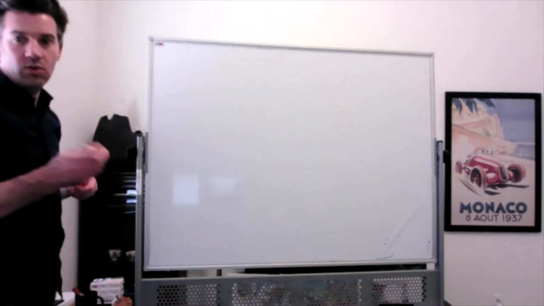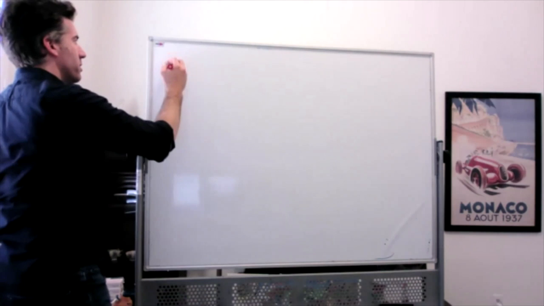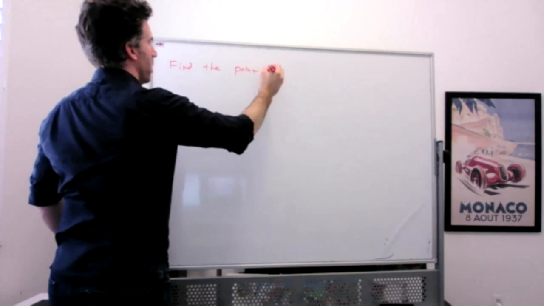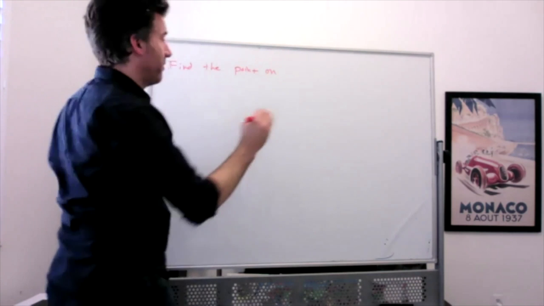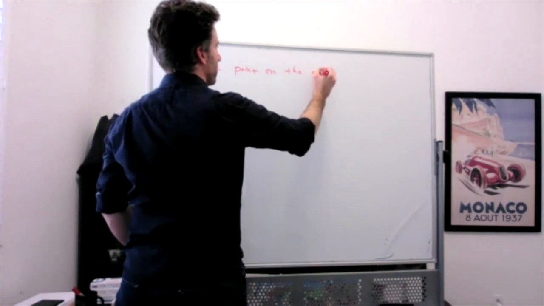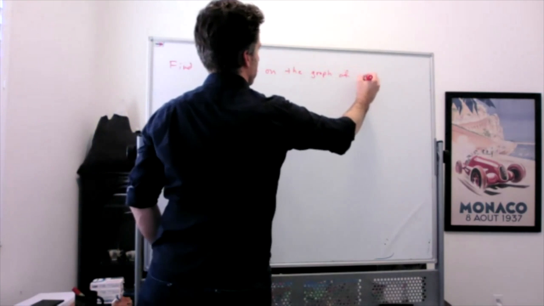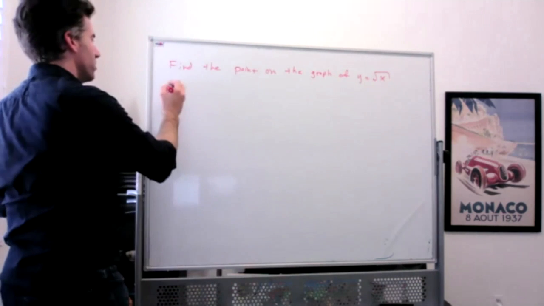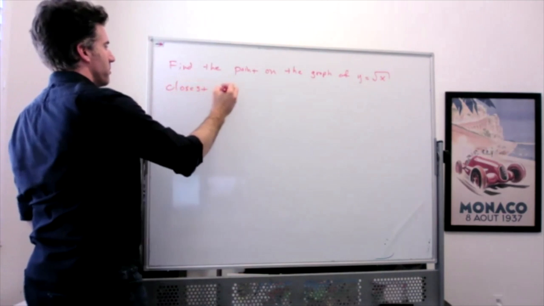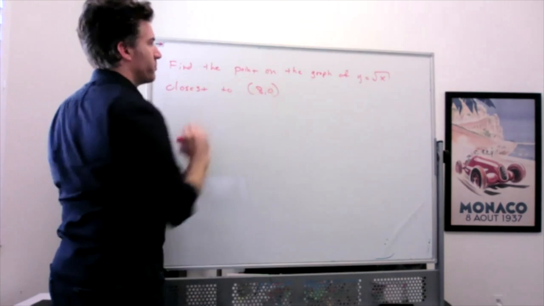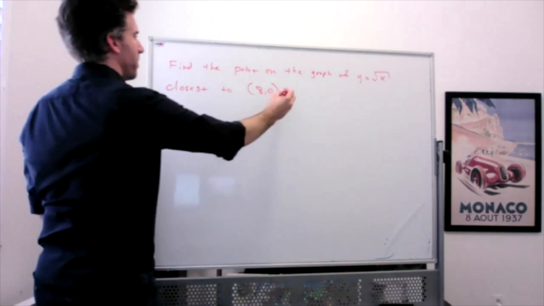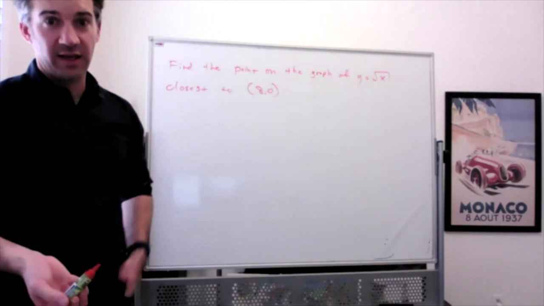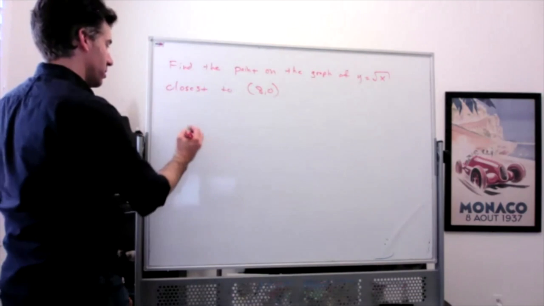So I want to find the point on the graph of y equal to the square root of x that is closest to (8, 0). And we don't actually have to draw a picture, but I think it's always a good idea to draw a picture.